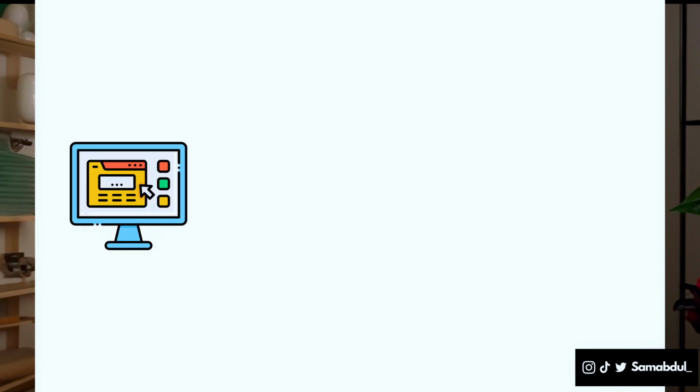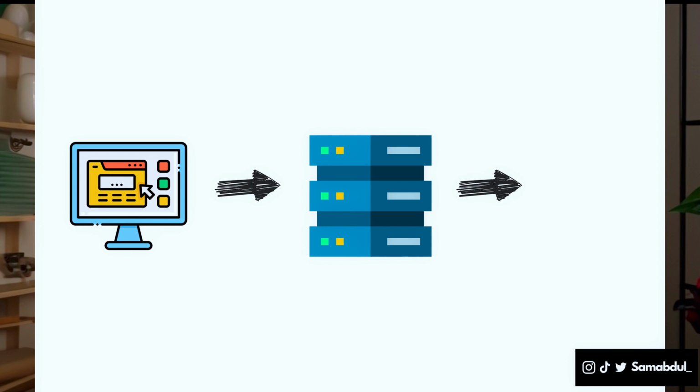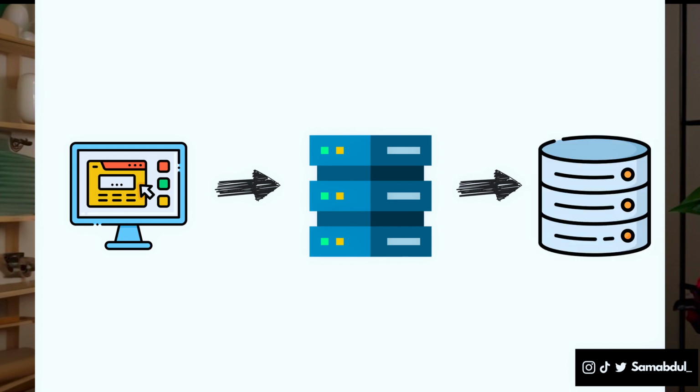Basically, the user makes changes on the front end and the server takes in these changes as requests and passes them to the database. Then the database gives a response and the server passes this response back to the user.